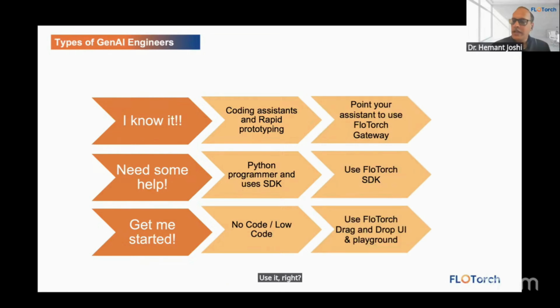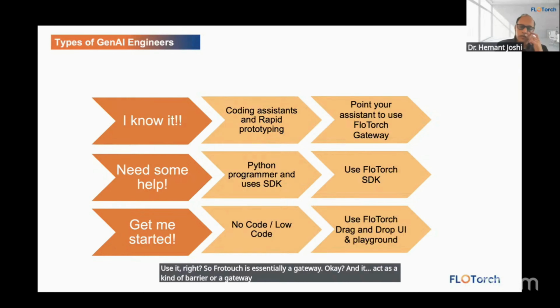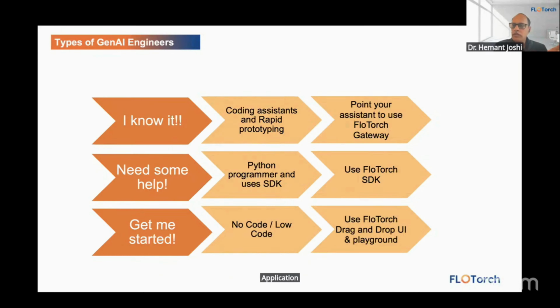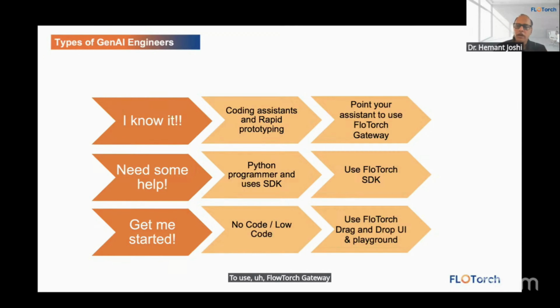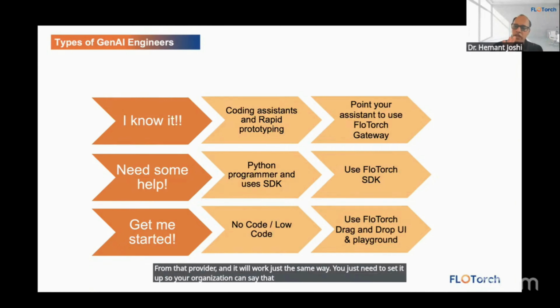So FloTorch is essentially a gateway, okay? And it acts as a kind of barrier or a gateway between your application, whichever application, right? It could be coding assistant, it could be your business application, whatever, and the rest of the world, the LLM providers, for example. So if you're expert, you can just point your VS Code to use FloTorch gateway and any model that you have key for from that provider, and it will work just the same way. You just need to set it up so your organization can say that, okay, use any coding assistant so long as you go through the gateway, it is compliant, right?